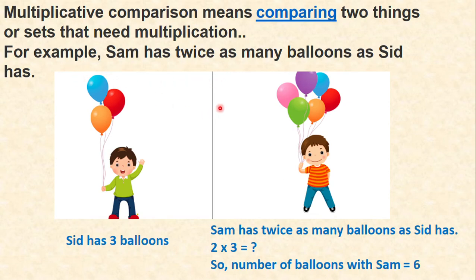For example, Sam has twice as many balloons as Sid has. Now Sid has 3 balloons. Sam has twice as many balloons as Sid has. So, we want to find out how many balloons Sam has. He has twice as many balloons, so we write 2 times 3. Okay? So, the number of balloons Sam has will be 6.